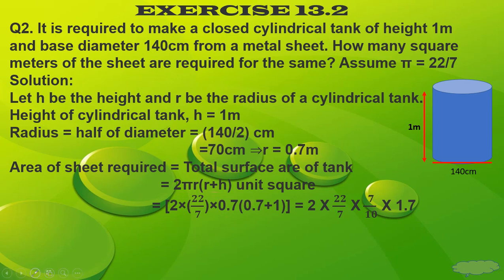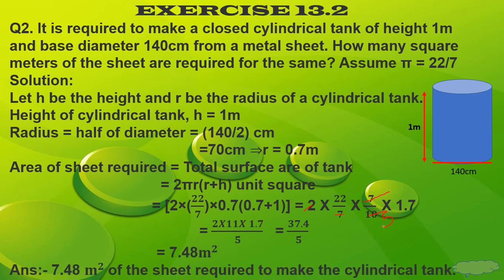So put the values, pi is 22 by 7, and by solving, this 7 and this 7 will cancel out, this 2 divides this 10 five times, so we get 2 into 11 into 1.7 upon 5. Further it simplifies and divided by 5, we get the required sheet is 7.48 meters square. So we can say here that 7.48 meters square of the sheet is required to make the cylindrical tank.